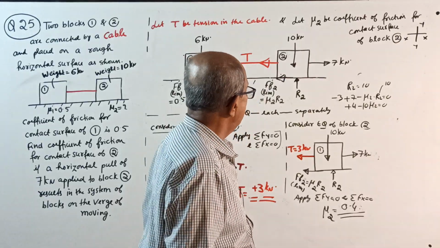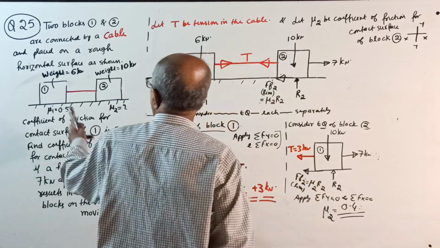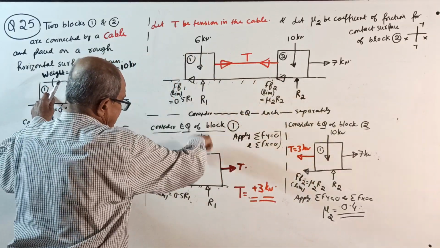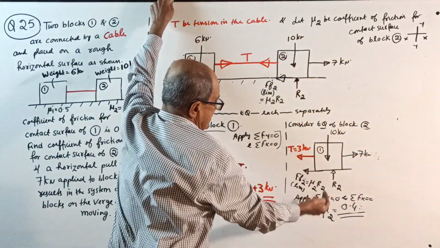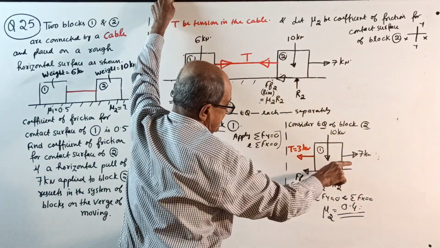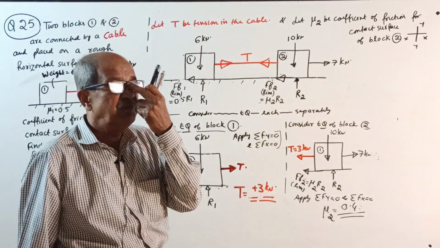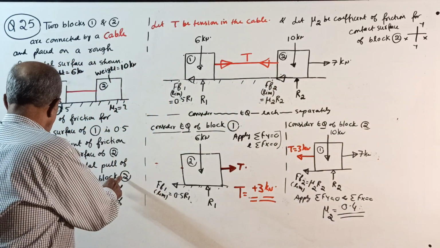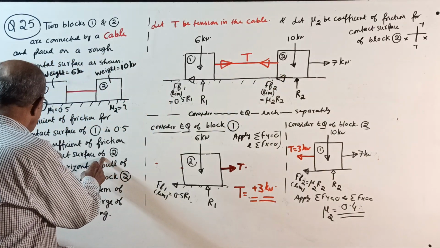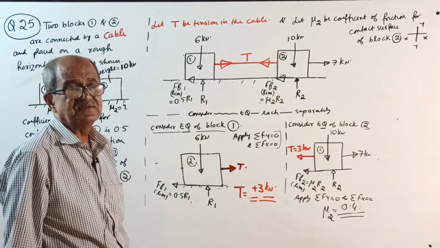I think nothing is there. Everything is okay. I'll check once again. Block 1, 6 R1, 0.5 R1, 10 R2, 3, 7. Correct. So the answer: the coefficient of friction for the contact surface of block 2 with that horizontal plane is 0.4.